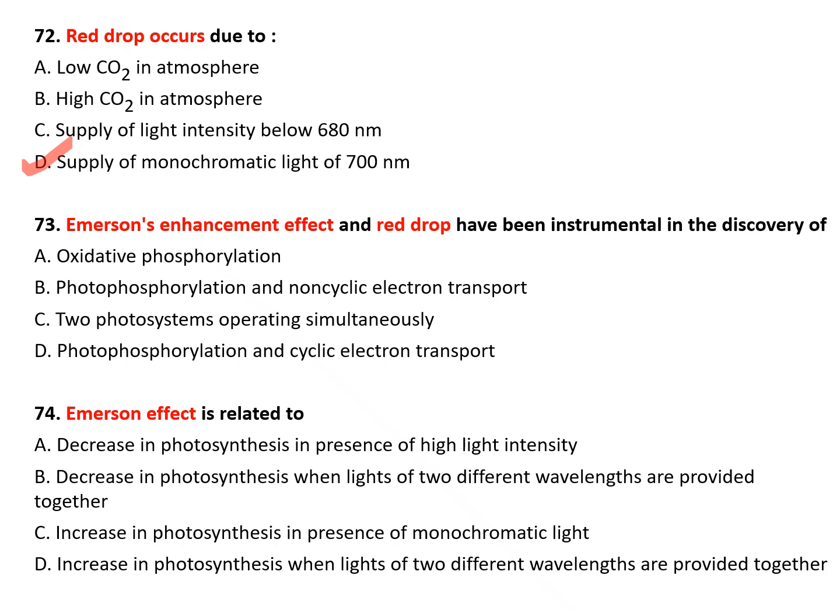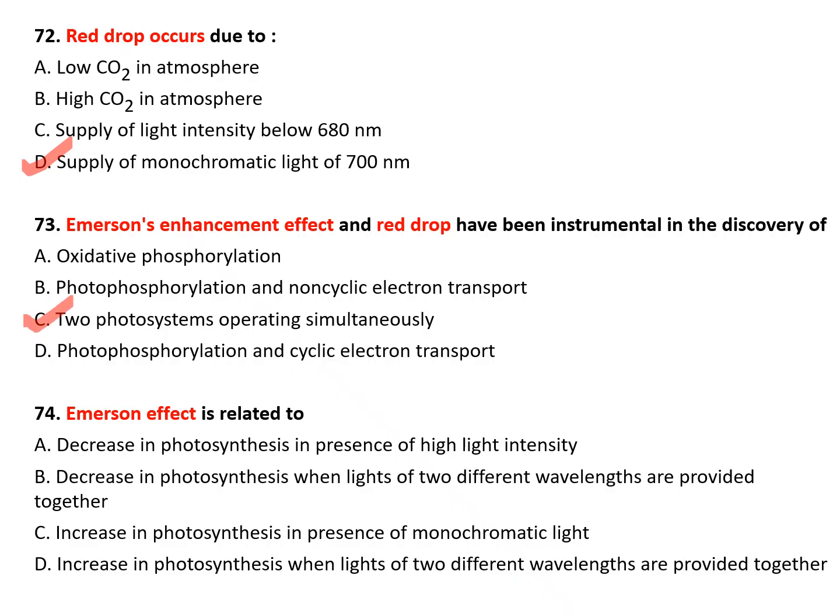The next question, number 73. Emerson's enhancement effect and red drop have been instrumental in the discovery of option A oxidative phosphorylation, option B photophosphorylation and non-cyclic electron transport, option C two photosystems operating simultaneously, option D photophosphorylation and cyclic electron transport. The correct answer is option C, two photosystems operating simultaneously.